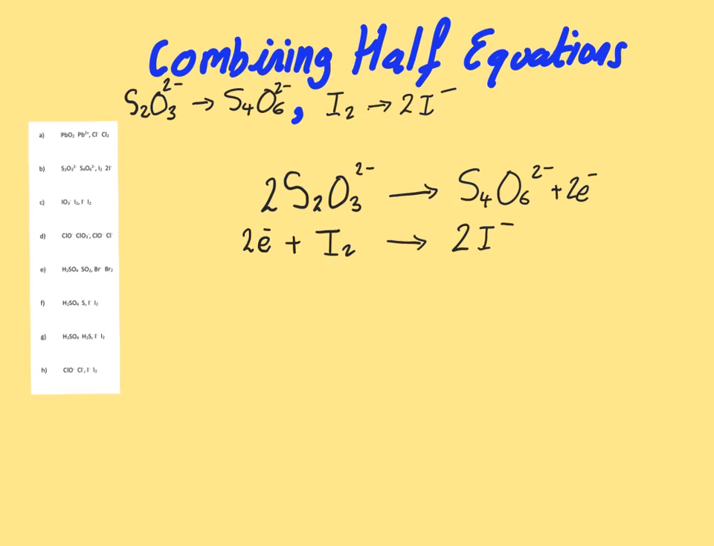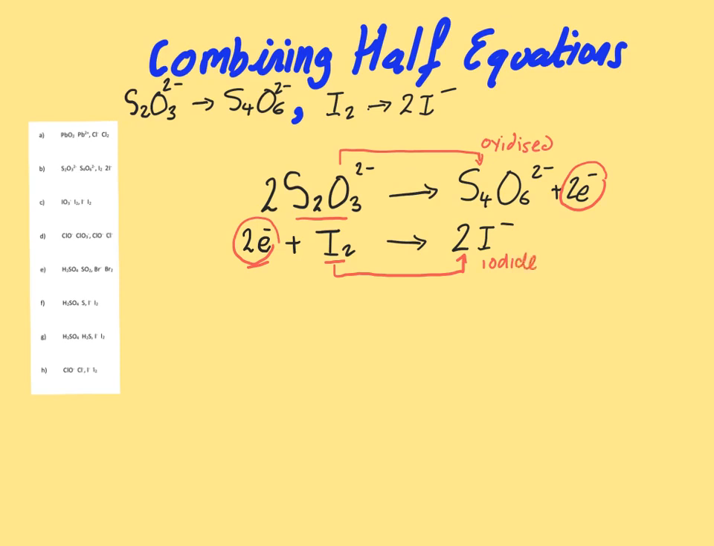Now to add the 2 half equations together, we need to check that the electrons balance on both sides. So here, the reducing agent, which is the thiosulfate ion, is giving up electrons. The reducing agent becomes oxidized. In this case, therefore, the iodine is behaving as the oxidizing agent because it's taking electrons and becoming reduced to iodide.